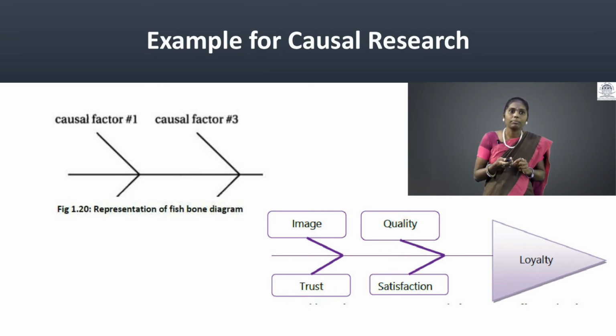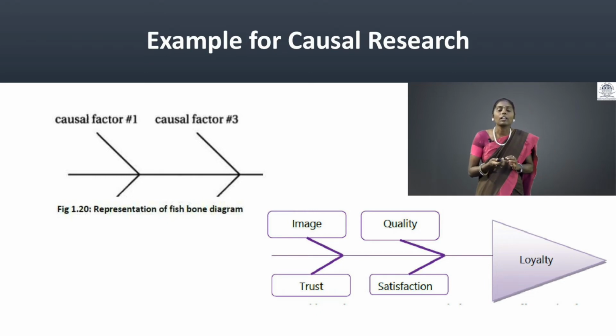So let us take the example of a customer's loyalty towards a product. What are the causal factors that will have an effect on the customer's loyalty towards a product? We can identify this using this fishbone diagram. It could be image, trust, quality or satisfaction, right. So we will understand a little more in depth on exploratory, descriptive and causal research using a caselet, a People's Bank caselet.